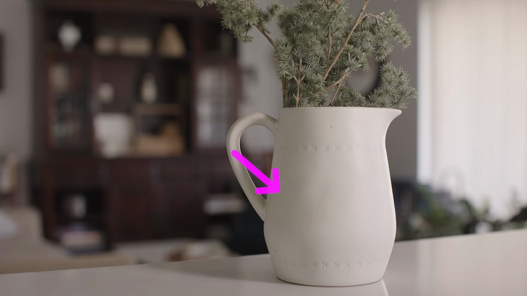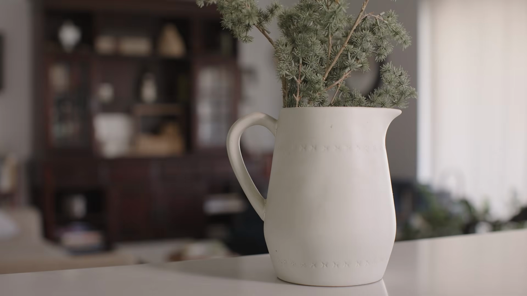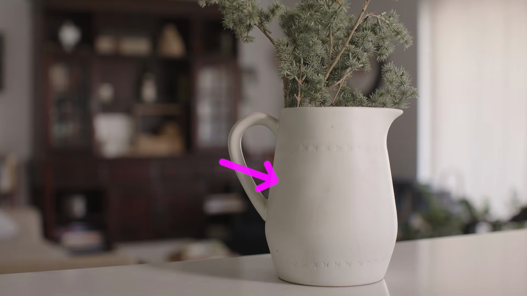Now let's measure the opposite side of the object. Right now, it also reads 5.6. That tells us there's essentially no contrast between the two sides. So to create contrast, we need to remove light from one side. I'll introduce some negative fill using a black cloth to absorb light and create shadows. Now let's measure again. The bright side we haven't touched, so it still reads 5.6.